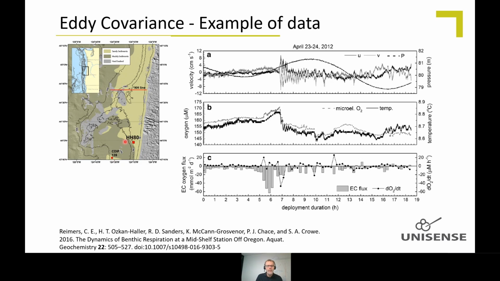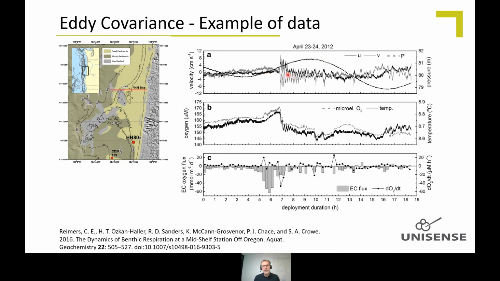The system may also be used in a totally different environment. This is a deployment of the eddy at 80 meters water depth off the coast of the States, Oregon it is. Here you see it's a bit different data set, but this is the water depth. So there's a tide of about 2 meters amplitude.